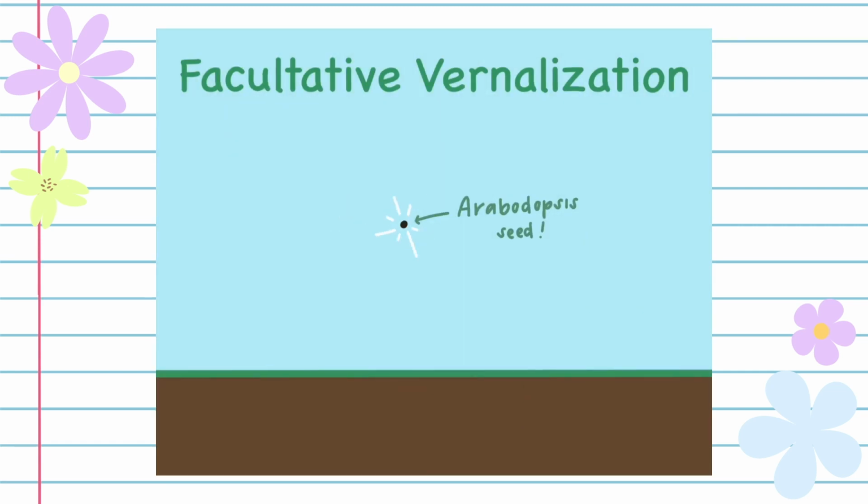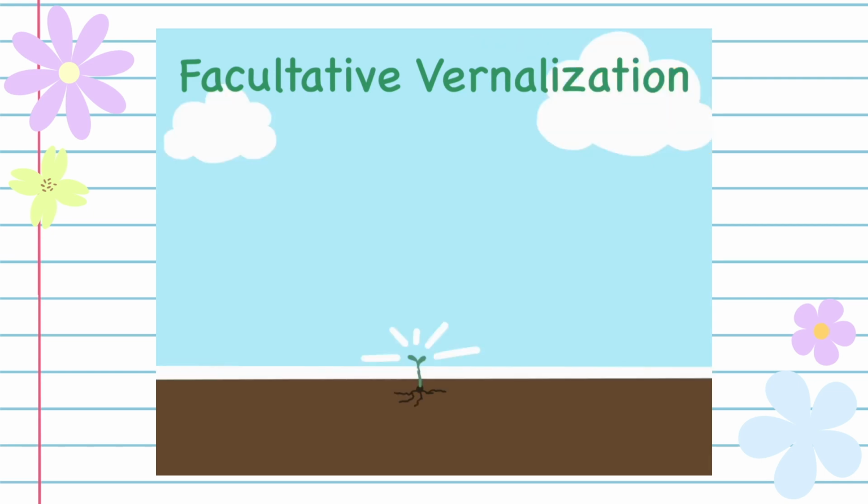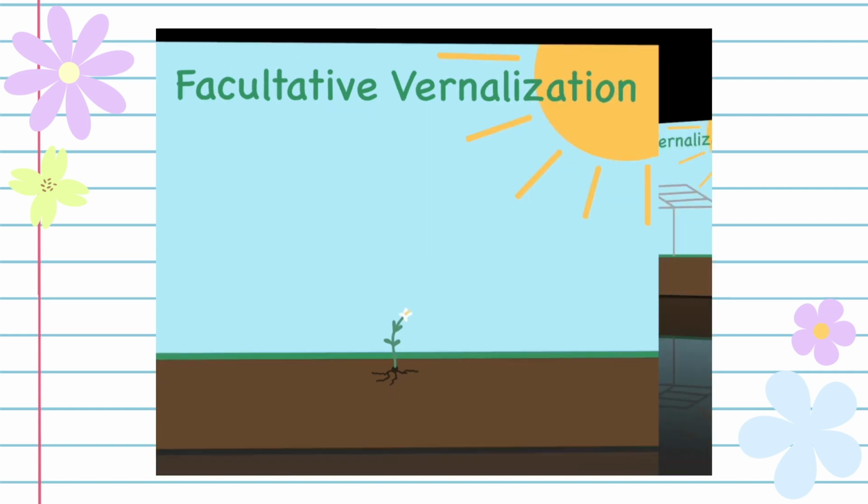Here we have an Arabidopsis seed and we're going to plant it. We're going to watch it grow, and then it sprouts, and then we see it exposed to the cold. And then we see flowering occur. So what happens when we do this in a greenhouse? Let's see.